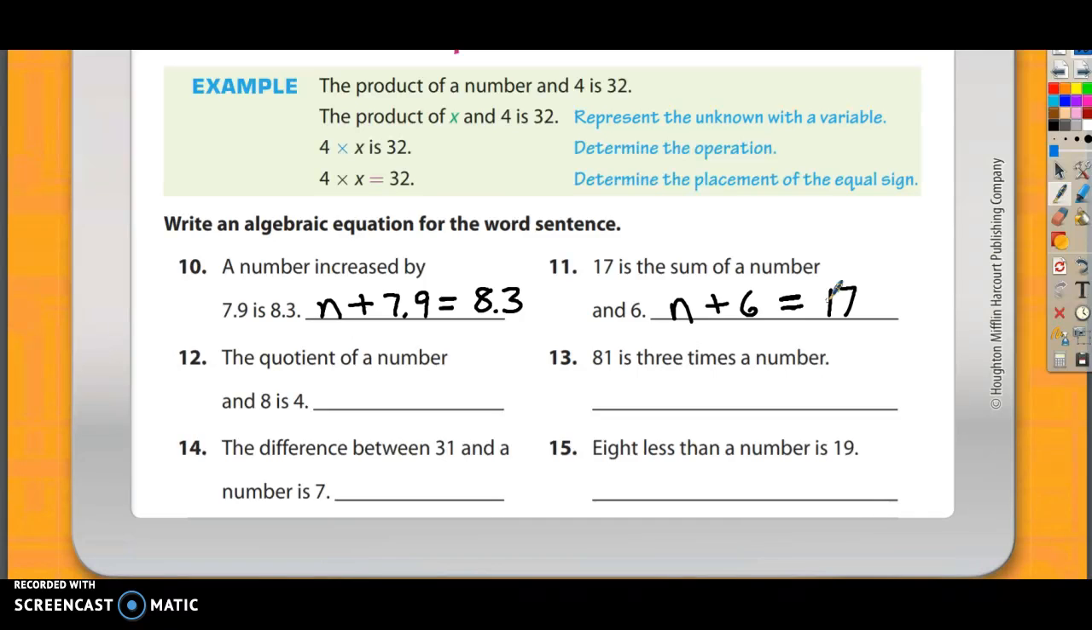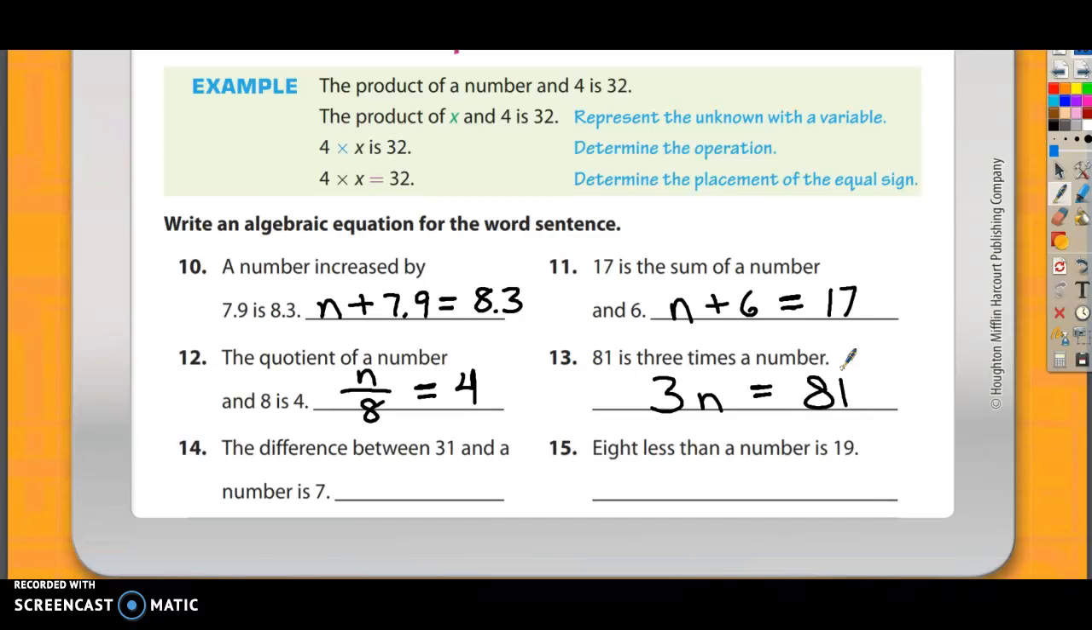Number 12 says the quotient of a number and 8 is 4. Quotient means divide, and we're going to divide that unknown number by 8, and we're going to get 4. Number 13 says 81 is 3 times the number. 3 times the number looks like this, 3 times the number, and it is equal to 81.